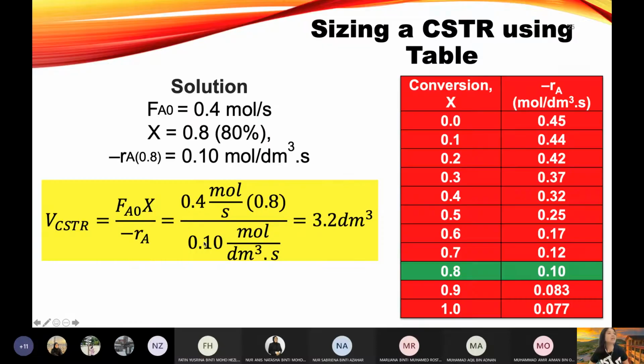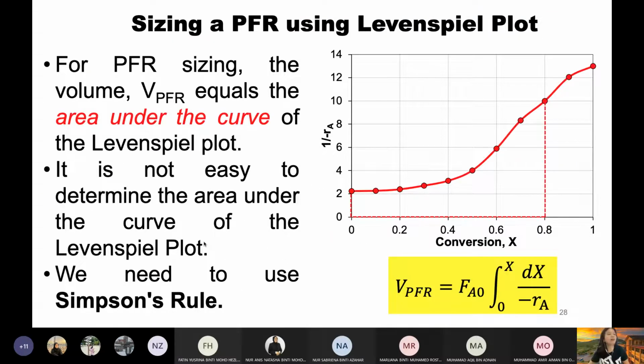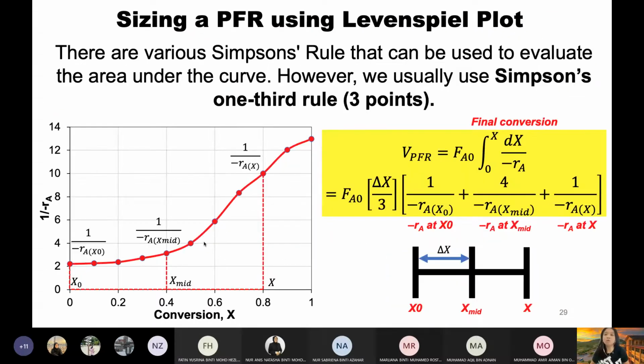So area above below the curve is the volume of CSTR. On the other hand, if you are doing PFR, the volume is no longer straightforward for you to calculate because the volume of the PFR, plug flow reactor, is equal to the area under the curve. Okay, so kenapa CSTR area above below the curve? Kenapa PFR area under the curve? It's because of the design equation. Okay, sebab ikut design equation dia.